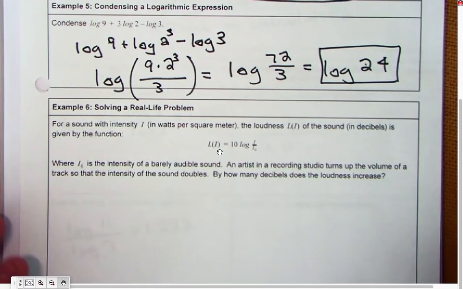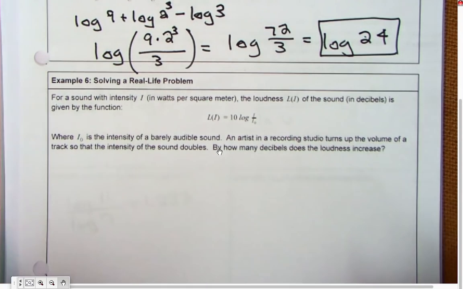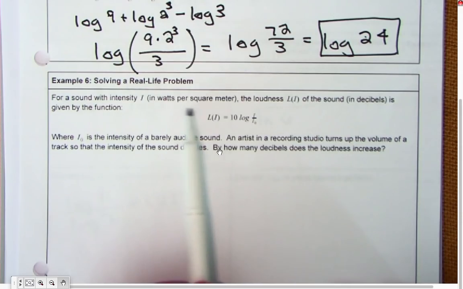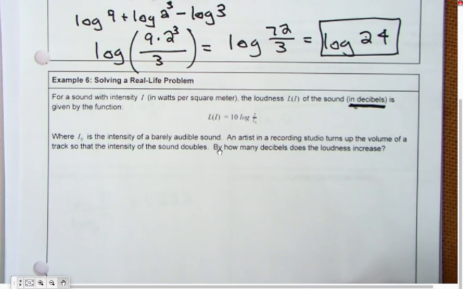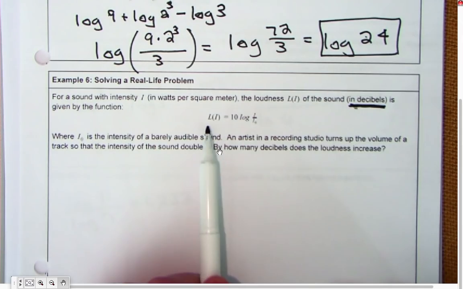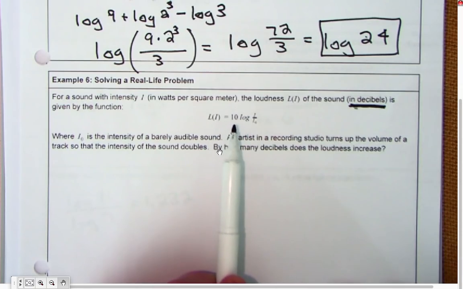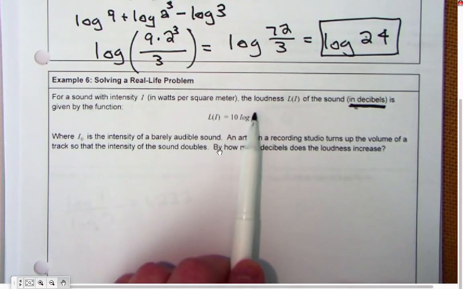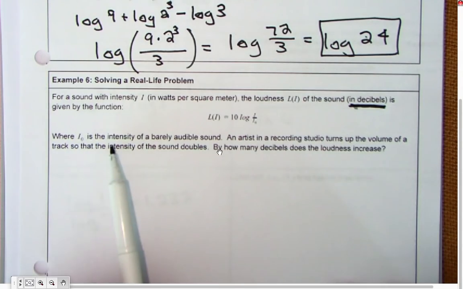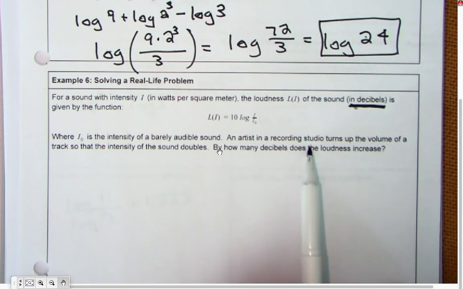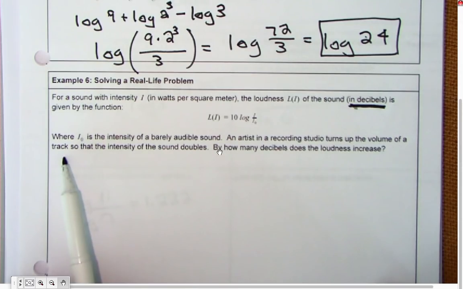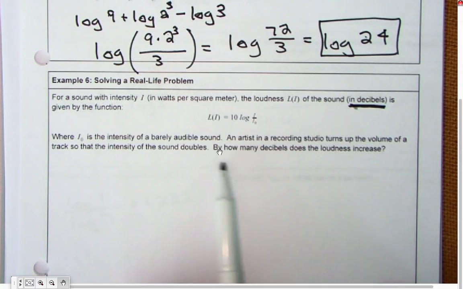All right, finally, let's take a look at this problem right here. For sound intensity I in watts per square meter, the loudness of the sound in decibels, which some of you music heads who have big stereos might know a little bit about, is given by this function: L of I equals 10 times the log of I over I sub 0, where I is the intensity. So I sub 0 is the intensity of a barely audible sound. An artist in a recording studio turns up the volume of the track so the intensity of the sound doubles. By how many decibels does the sound increase?